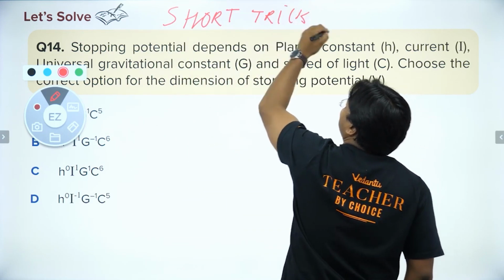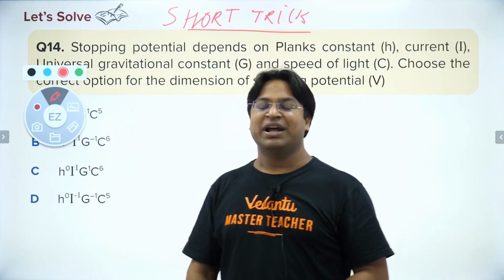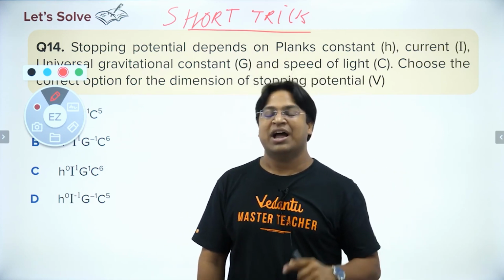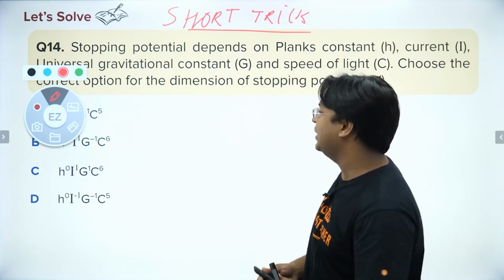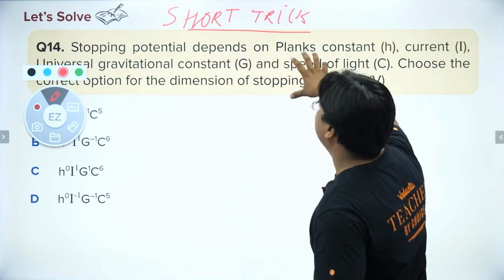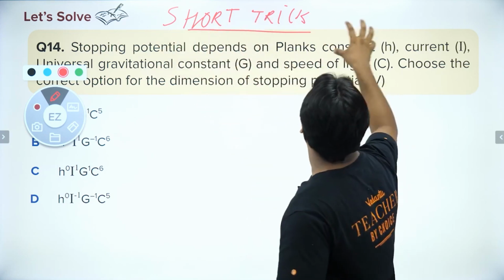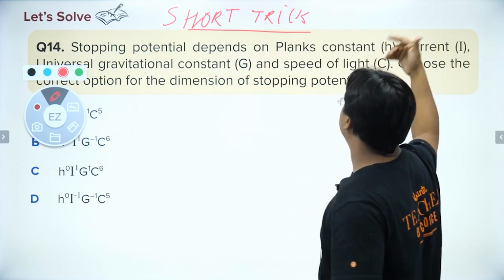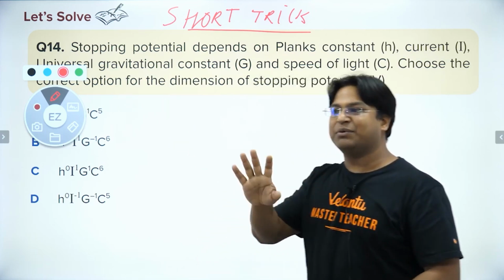I'm giving you a challenge: try to do this question by the conventional method, note how much time you spend on it, and you will realize the problem. What is the conventional way? We want to find the stopping potential, so we express stopping potential as h raised to power a, I raised to power b, g raised to power c, and so on, and then try to figure out the values of the exponents. That will just kill your time.